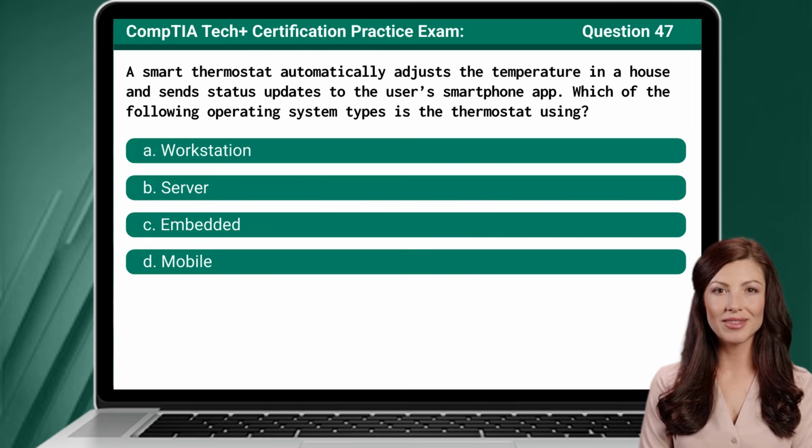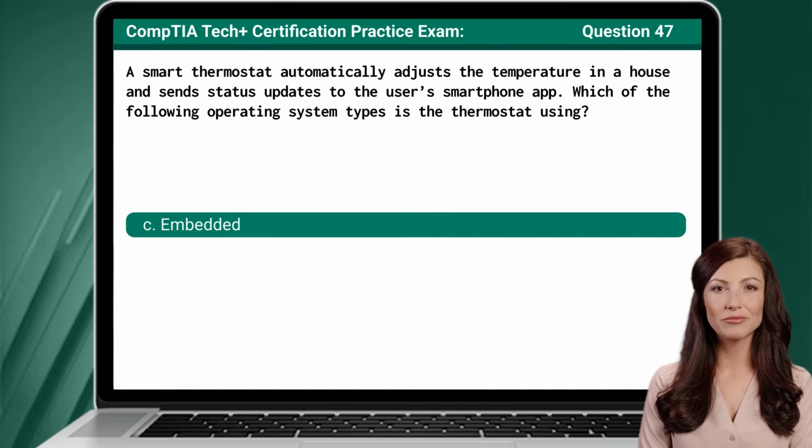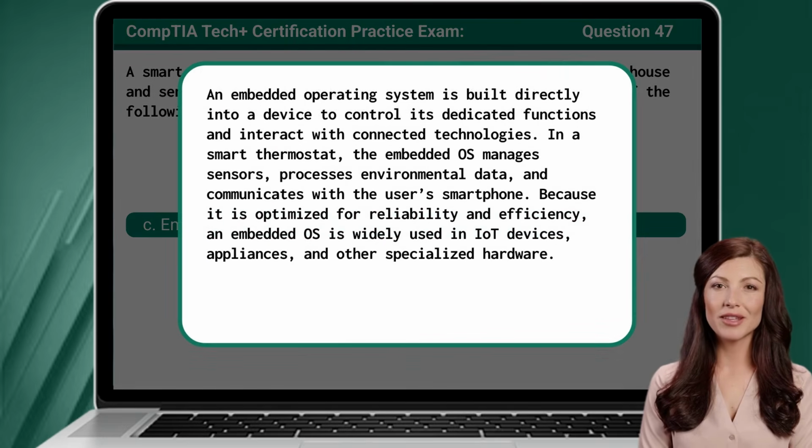The answer is C. Embedded. An embedded operating system is built directly into a device to control its dedicated functions and interact with connected technologies. In a smart thermostat, the embedded OS manages sensors, processes environmental data, and communicates with the user's smartphone. Because it is optimized for reliability and efficiency, an embedded OS is widely used in IoT devices, appliances, and other specialized hardware.